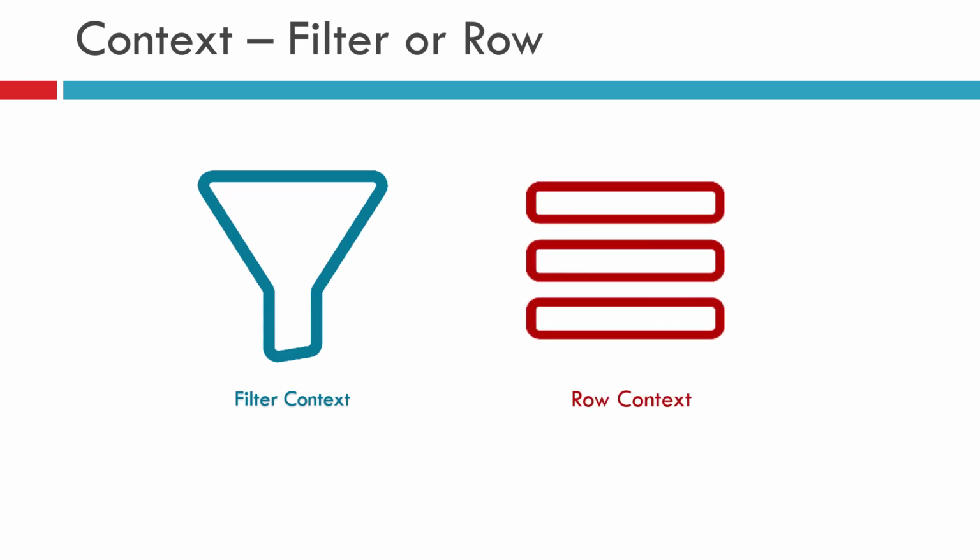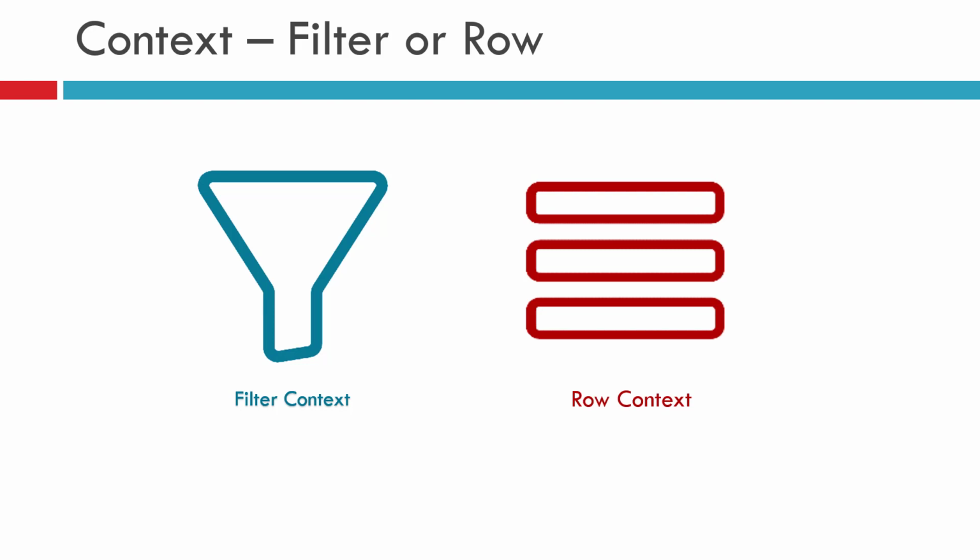The second one is row context. This is a simple concept which I believe has been made to look more complex by using these technical terms. In simple language, it says: take the value for the current row, or each row separately, and use it in the calculation. This exists only during calculated columns or table iterations using DAX iterative functions.